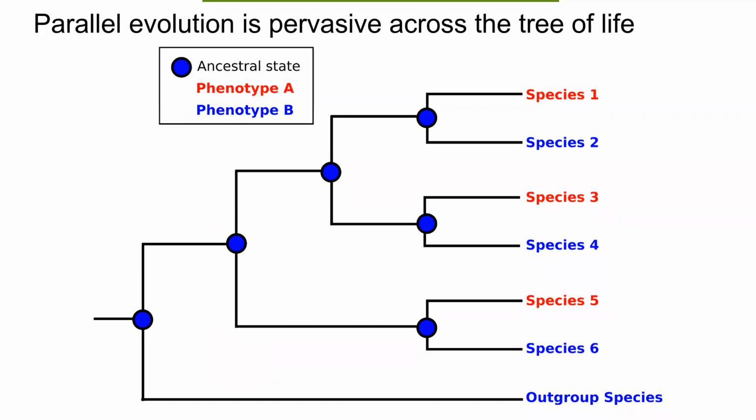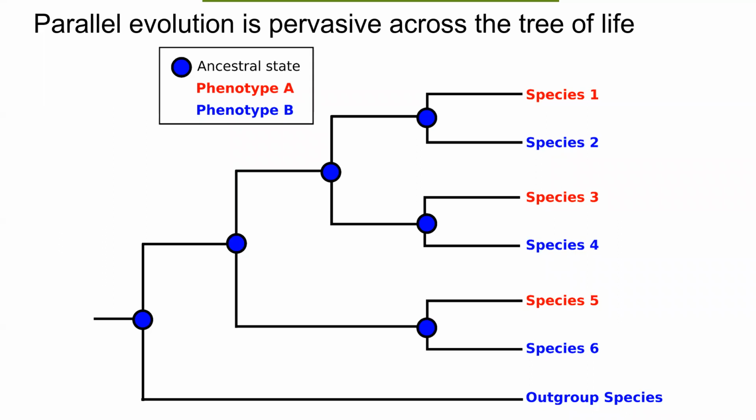So we can say that species 1 and species 2 are more closely related to each other than either is to species 3. And when they're like that, when they're the most closely related to each other, we call them a sister pair. So they're sister to one another.